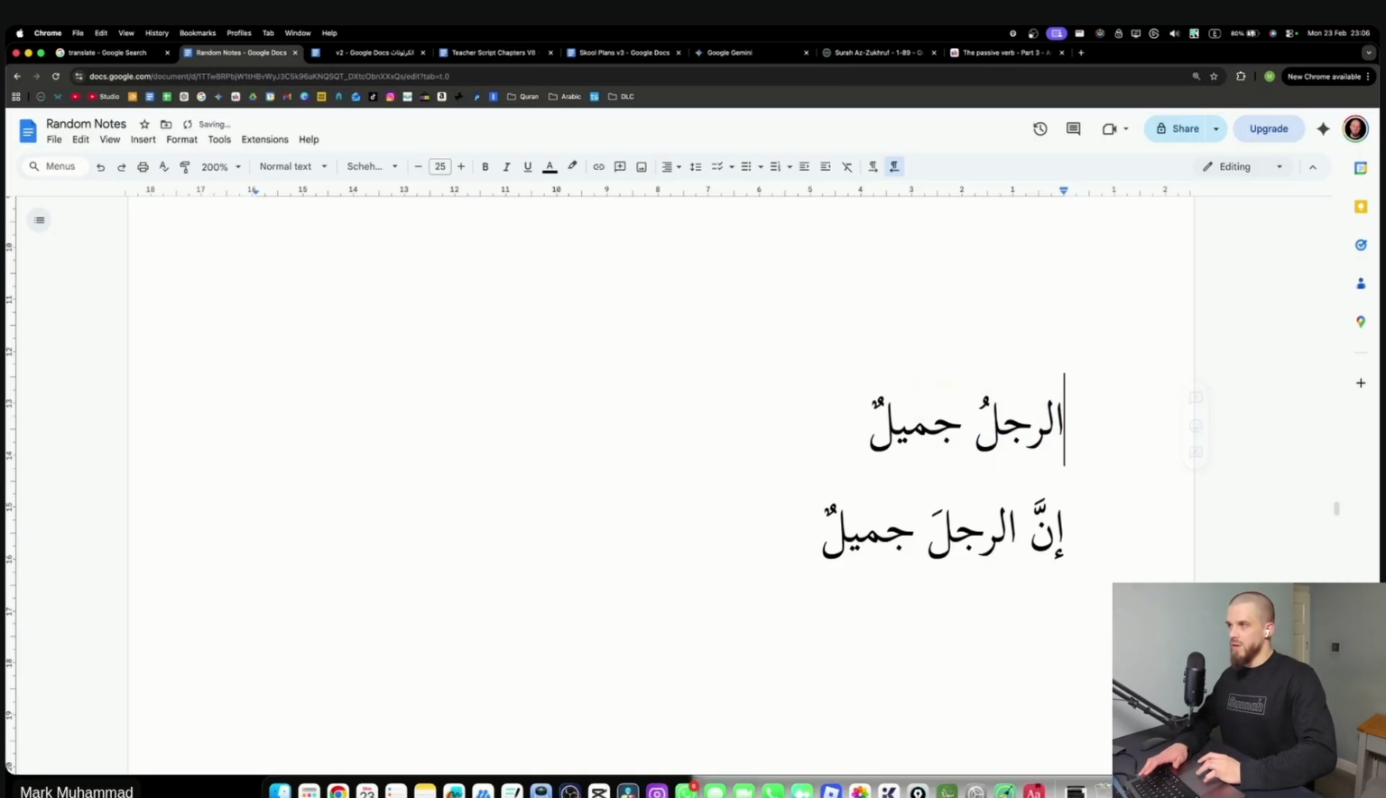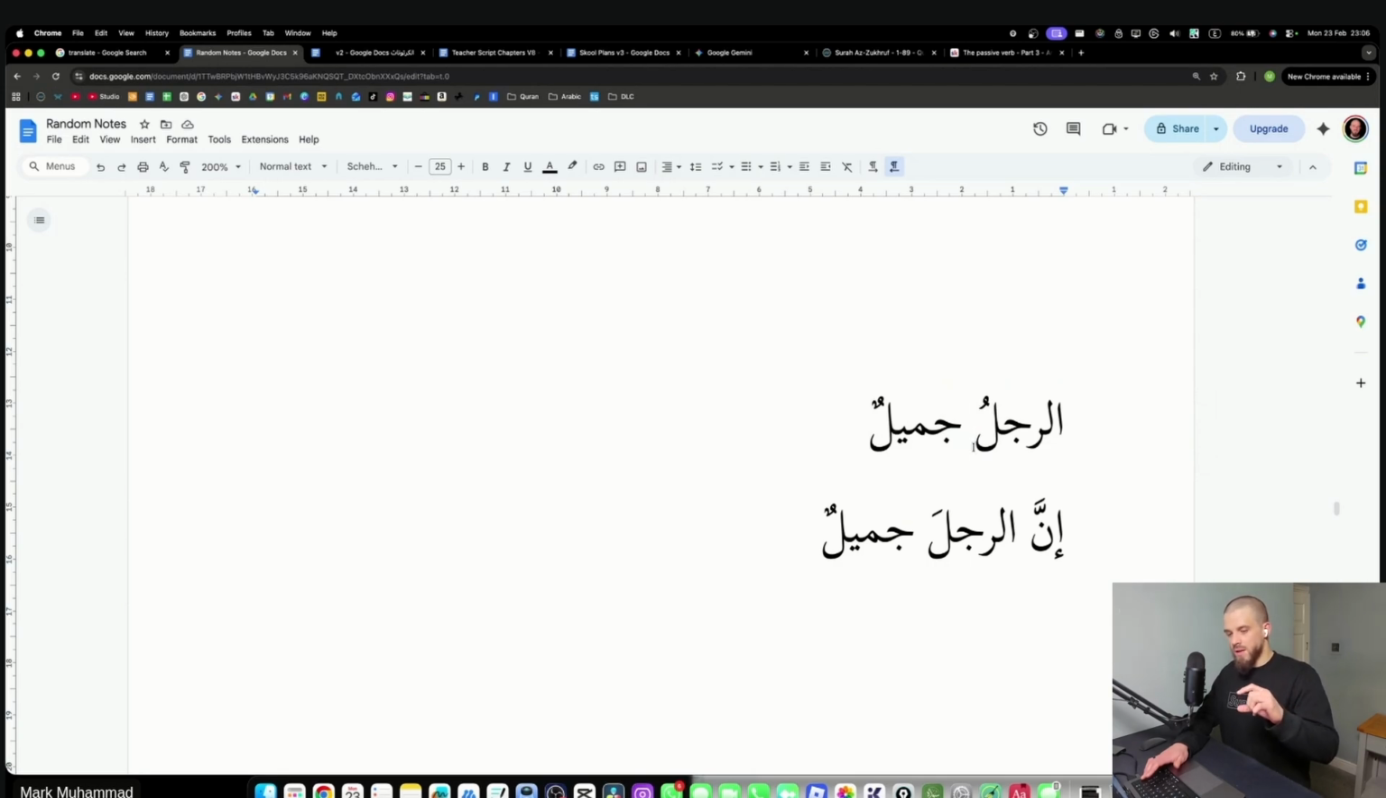So to make that not confusing, let's just make it like this. Ar-rajulu jamil. Now we've removed hadha. Ar-rajulu is the mubtada, the subject. And what are we saying about it? Jamil. I've understood your point about badal. It just gives more information, and it's interchangeable. So it's not like an adjective.